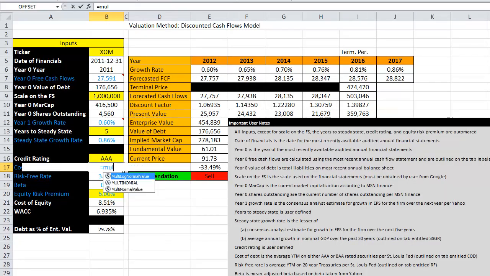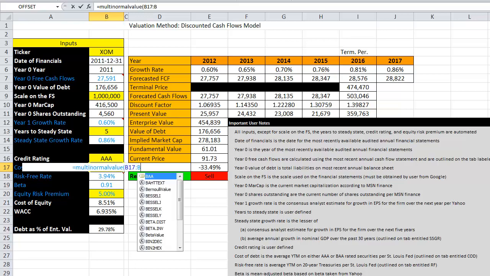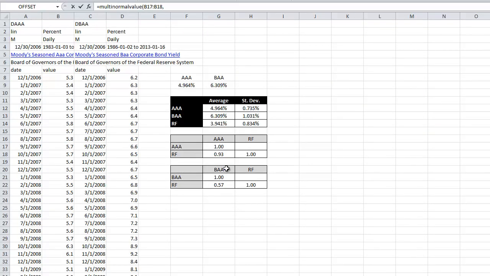So what we want to do is multi-normal value. And the two cells that we need to be correlated are B17 and B18. Now, I'm going to start off assuming that this is a AAA bond. So we need to give it the correlation matrix right there, and we need to give it the average and the standard deviation.